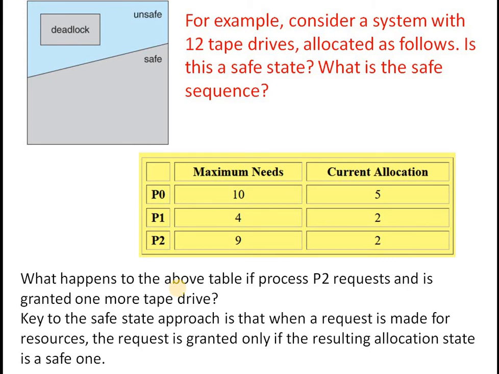Here is an example where 12 tape drives are allocated as follows, and calculate the safe sequence. What happens if a process P2 requests and is granted one more tape drive? The key of the safe state approach is that when a request is made for a resource, the request is granted only if the resulting allocation state is a safe one.